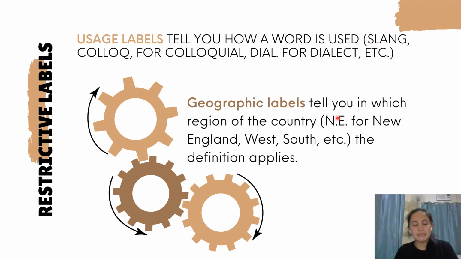And then next you have usage labels that tells you how a word is used. So, paano ginamit yung salita? Slang ba siya? Urban word ba siya? Colloquial word ba siya? Or dialect? Kinagamit lang sa isang lugar. Alright? So, those are what you call usage labels. And then, geographic label naman tell you in which region of the country the definition applies. So, halimbawa, ginamit yung ganitong word sa Central America, sa kanila, ganito ang meaning nun. Sa atin naman, around Asia, ganito yung meaning nun. So that's what you call geographic labels. Alright?